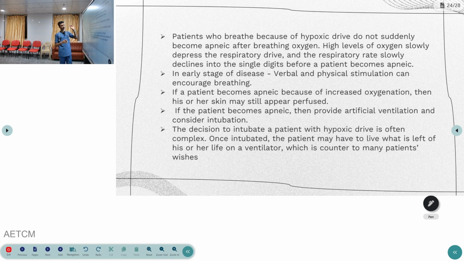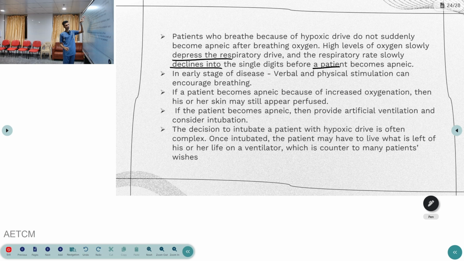We told that if the person is in hypoxic drive and you administer more oxygen, the person will go into apnea. But they won't suddenly develop apnea. First, their respiratory drive will depress, and then their respiratory rate will slowly get into single digits. If it is 12, first the drive will decrease, and then they will go to 8, 7 or 6. The respiratory rate will reduce step by step. Finally, at last only, they will become apneic.